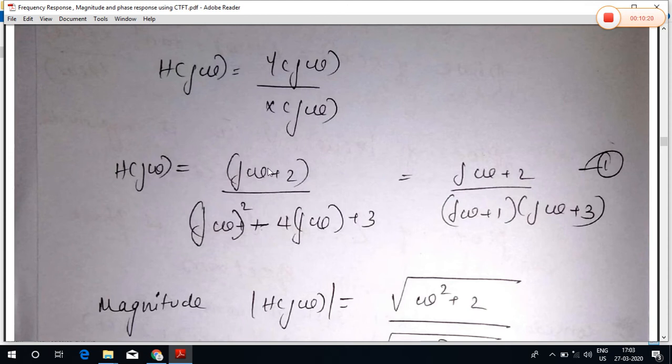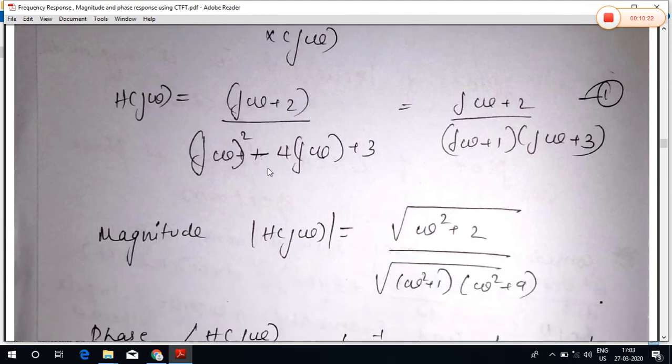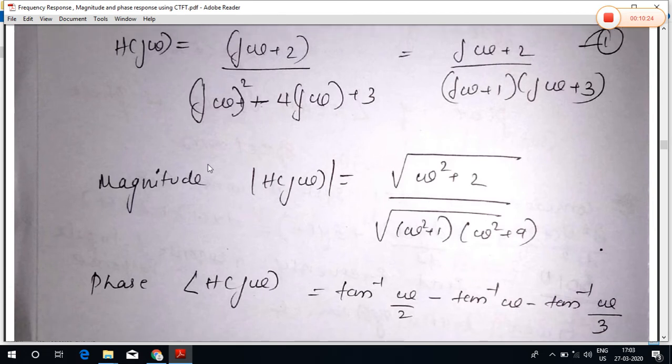Now we are asked to find the magnitude as well as the phase part. Magnitude is nothing but the square root of the sum of the squares of the real and imaginary parts. That is, the square root of (ω^2 + 4) by ((ω^2 + 9)(ω^2 + 1)). This is actually ω^2 + 4 that should come; by mistake it has been written as 2. So please correct it as ω^2 + 4.